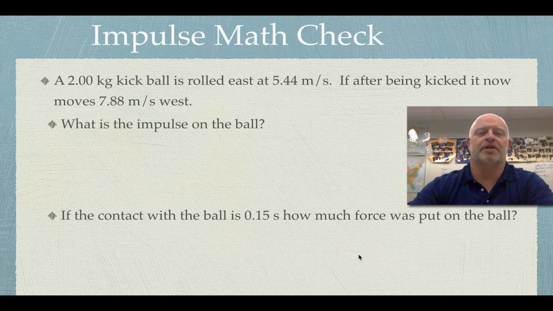We have a 2 kilogram kickball rolled at 5.44 meters per second. After being kicked, it now moves at 7.88 meters per second. Now notice, it was rolled to the east, and then afterward it was moving to the west. So it was the opposite direction. So make sure you get your signs right. What's the impulse on the ball? And if the contact with the ball is 0.15 seconds, how much force was put on the ball? Okay? Pause the video, work it out, unpause it, we'll see how we do.